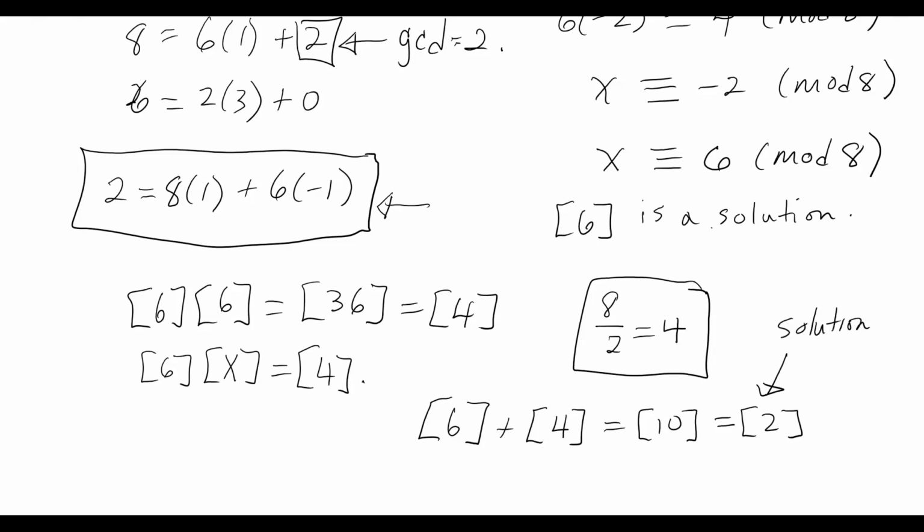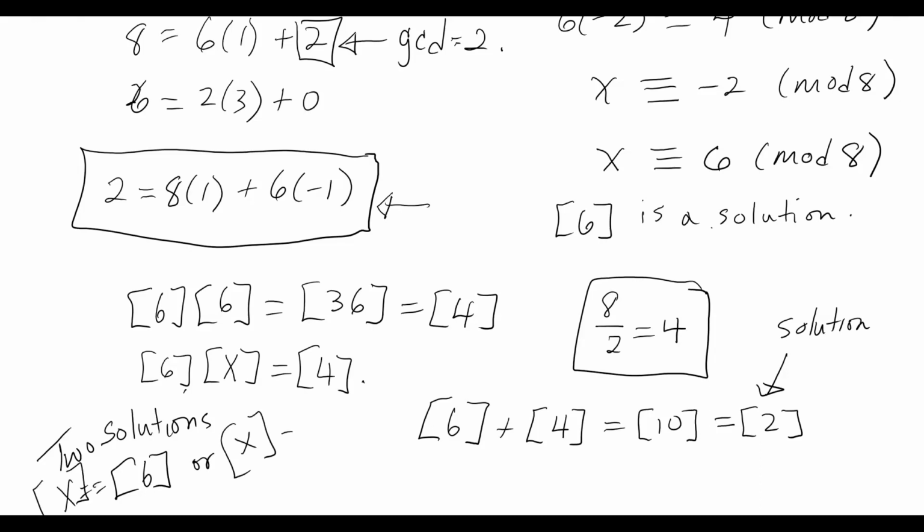Let's see what happens if I add 4 to 2. If I add 4 to 2, that's going to put me back at 6. So I end up getting my original solution. So these are the two solutions to our problem. x is equal to the congruence class containing 6, or the congruence class containing 2.